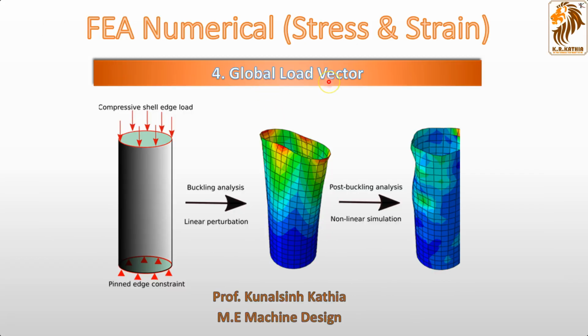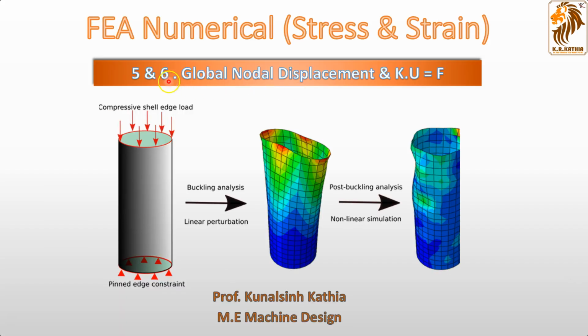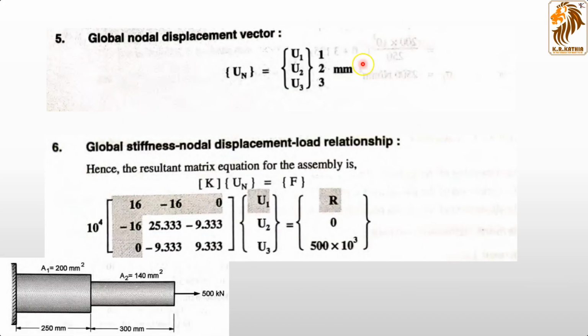The fourth step was the global load vector, defining the load and reaction force, which is here 0 because it is intermediate, and 500 because a 500 kilonewton force is acting at the end. So these 3 forces are denoted in the 3 cross 1 matrix. Then the fifth and sixth steps were global nodal displacement and K into U equal to F. Global nodal displacement has U1, the displacement at this point, U2, the displacement at node number 2, and U3, the displacement at the end, node number 3. Then we defined K, U and F: the stiffness matrix, displacement matrix and force matrix.